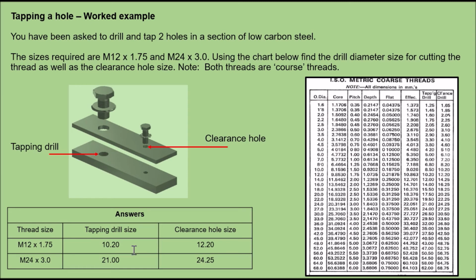As you can see, looking at both of these tapping drill dimensions, what do they have in common? The thing they have in common is that they're smaller than the thread that we need. That has to be the case. You can't tap a thread of M12 if you've got a 13mm hole, because the thread wouldn't match up. So make sure you've clarified that your tapping drill size should always be smaller than your thread size, and your clearance hole size will always be slightly bigger.